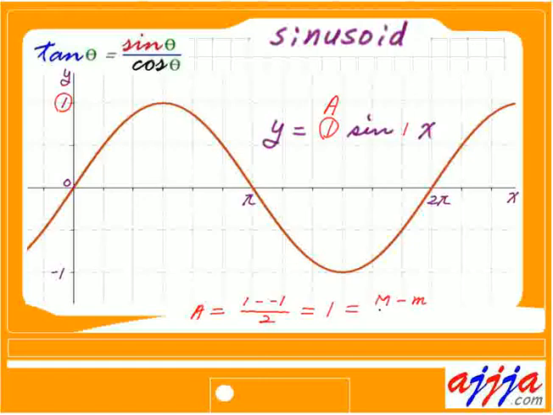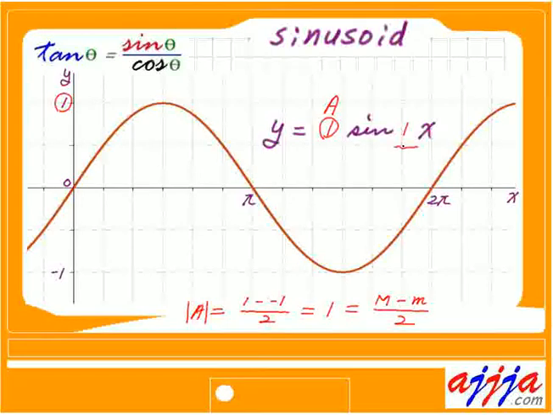So formula-wise, maximum value, using a capital letter, minus minimum value, a lowercase m, then divided by 2. See, very simple. That's what amplitude is. Also, amplitude is an absolute value, so it's a positive answer. In other words, amplitude means the total height divided by 2, so half of the height.